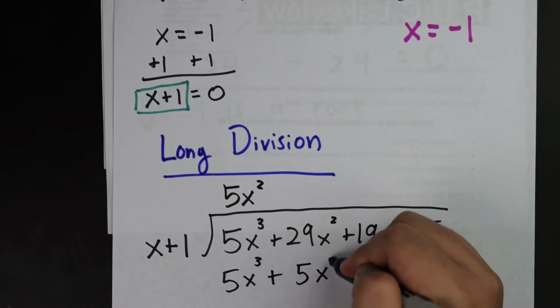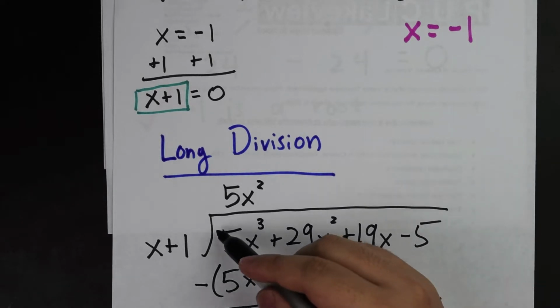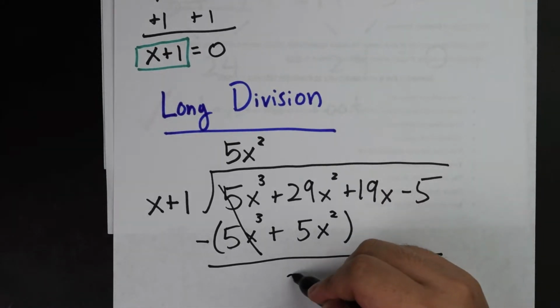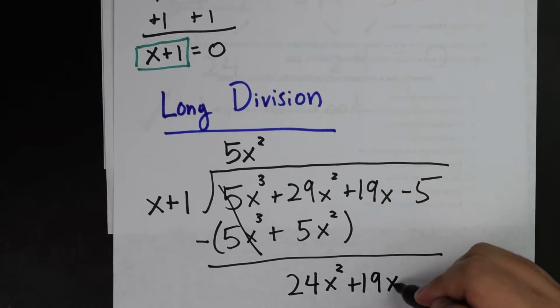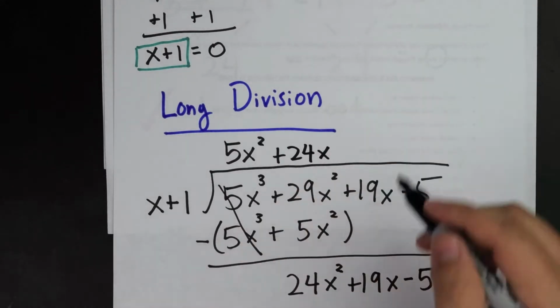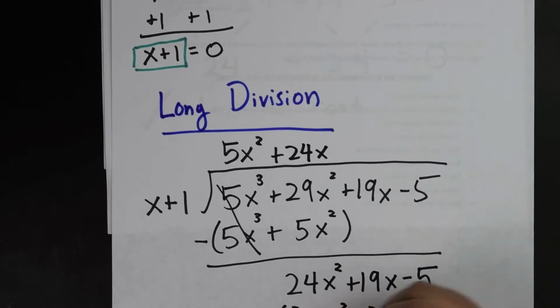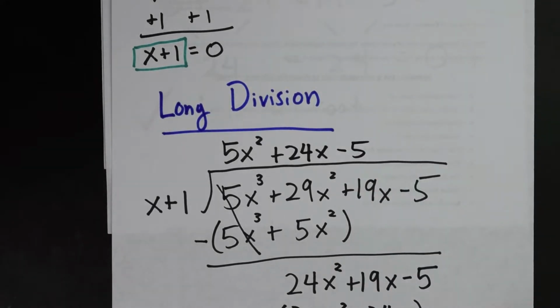If you're not sure how I'm doing this exactly or need a more thorough explanation, there is a video on this, so feel free to reference that. But I'm going to continue on and do this work. So right here, 29 minus 5 is going to be 24x squared plus 19x minus 5. And then this is going to be plus 24x. So 24x squared plus 24x, and I'm going to subtract these, and so it's going to be negative 5x minus 5, so negative 5x minus 5 will equal 0.